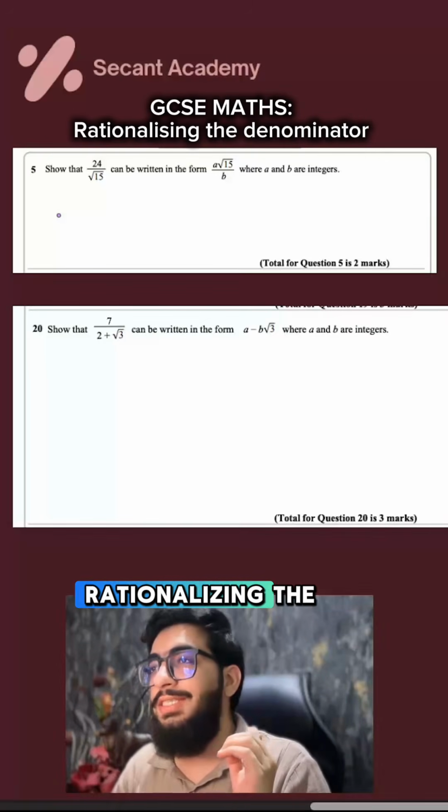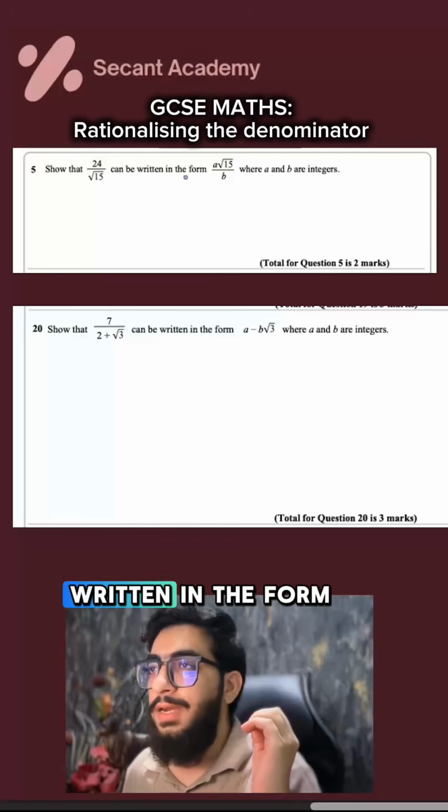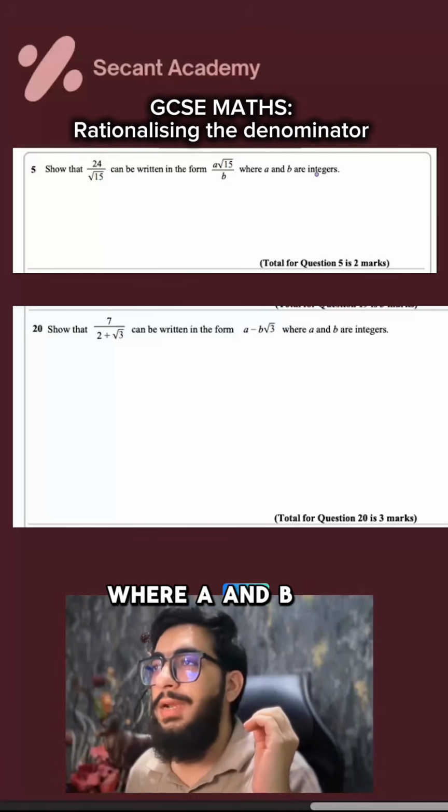GCSE Maths, rationalizing the denominator under a minute. Let's go. Show that 24 over root 15 can be written in the form a root 15 over b, where a and b are integers.